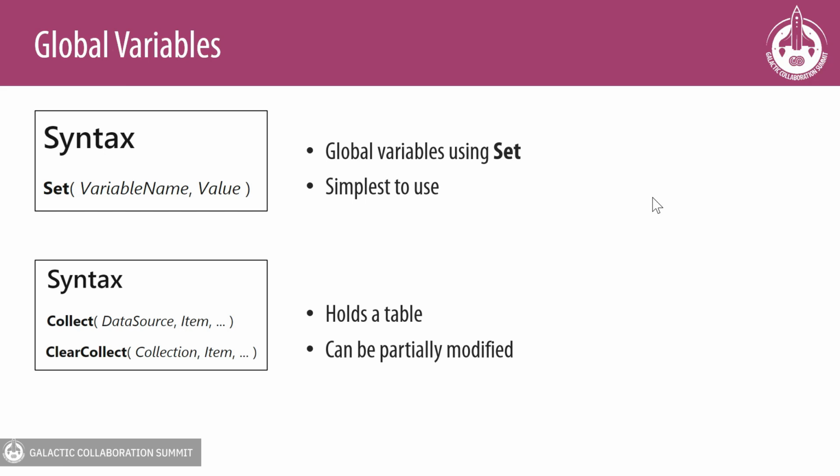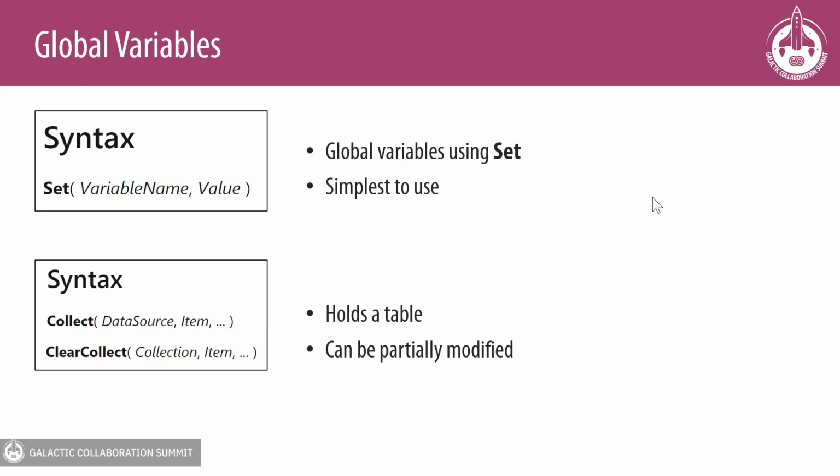So there are 2 types of global variables. We have the syntax of Set, which is the first one, where you set global variables, and it's the simplest one. It could hold number, text, boolean, record, table, etc. That can be referenced from anywhere in the app.